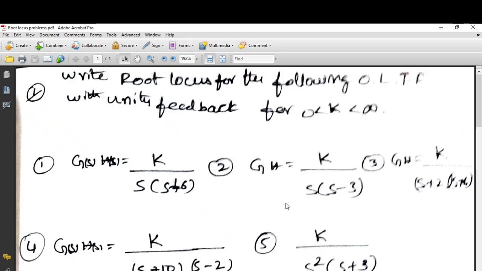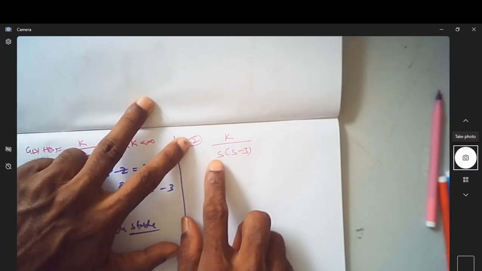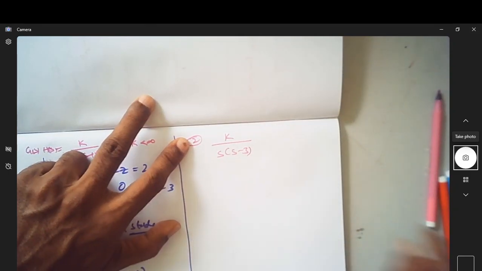So next one is something like this. Let me write the second problem. It is k by s into s minus 3. So let me go back here. This is my second transfer function, k by s into s minus 3.